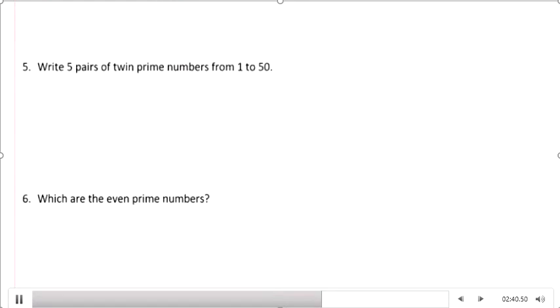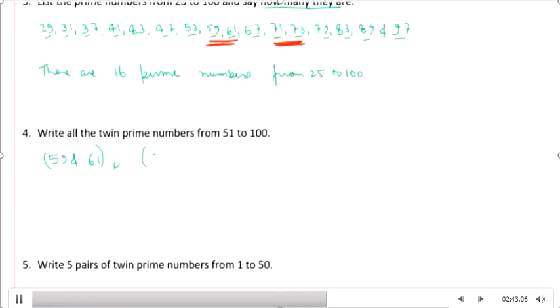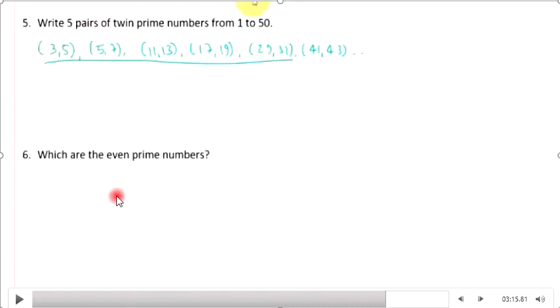Question 5. Write 5 pairs of twin prime numbers from 1 to 50. Following are the pairs of twin prime numbers from 1 to 50. 3 and 5, 5 and 7, 11 and 13, 17 and 19, 29 and 31, 41 and 43. So here are the 5, more than 5 in fact. These are the 6 pairs of twin prime numbers that we have written between 1 and 50.